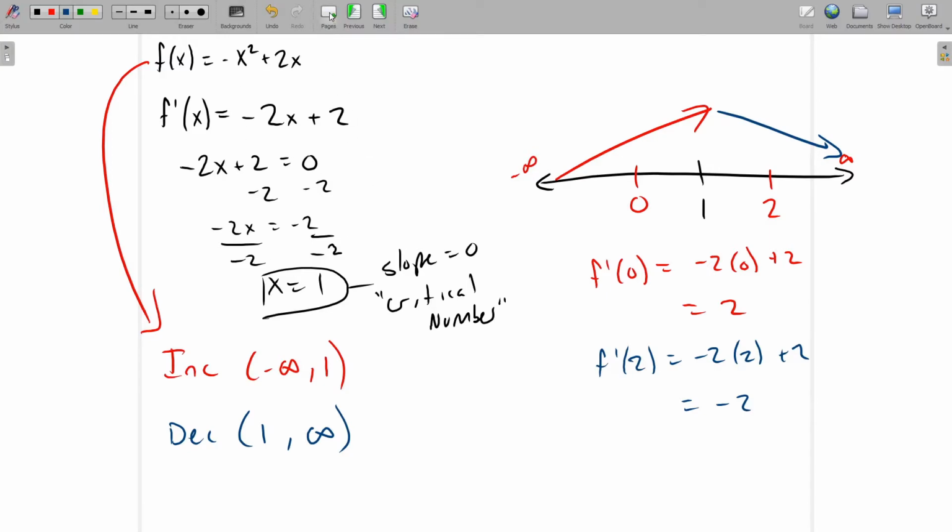So let's try this process again with a different example. Let's look at this example where we have a binomial cubed. So to take the first derivative, we have to use the chain rule. So I'm going to bring the 3 down in front, take away 1 from the exponent, and then we multiply by the derivative of the stuff on the inside. So the derivative of x minus 2 is just 1, which is convenient.